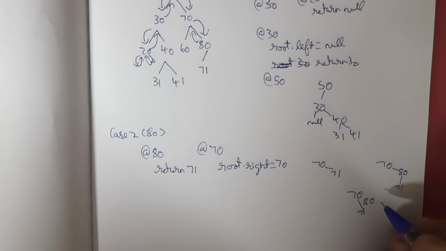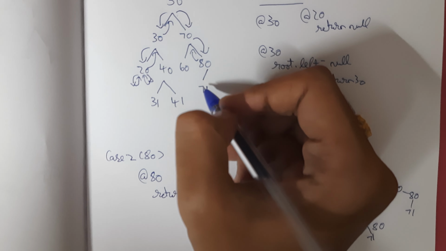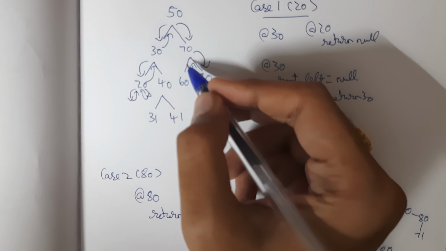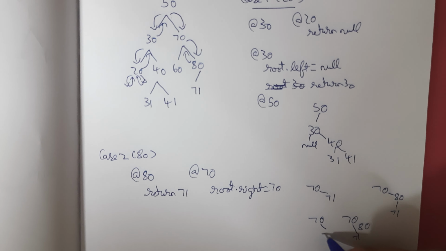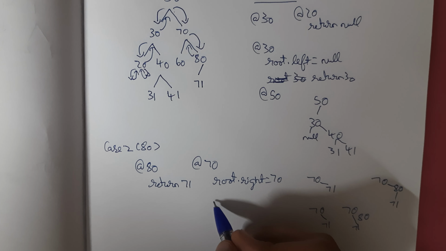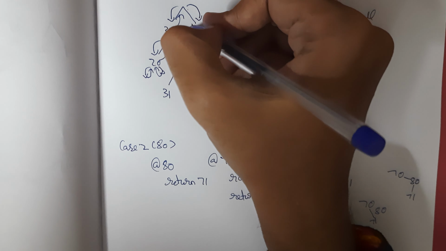The reason why that happened is that we checked that the left subtree of 80 was not null, so we returned it directly back to its parent node. So 70 is now going to be directly pointing to 71. Then that is going to be the right subtree, and now we return the value of 70 back to 50.